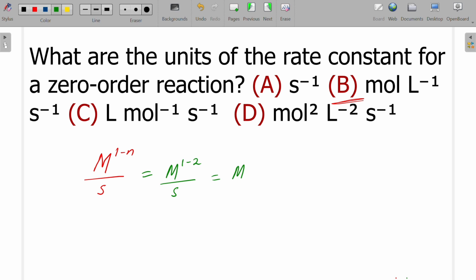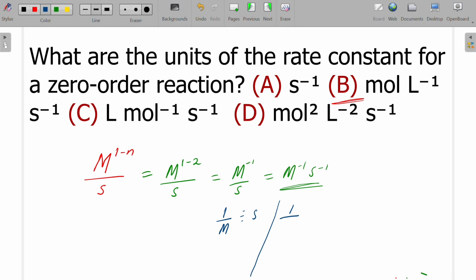This is going to give us M, then 1 minus 2 is minus 1 divided by S. And this was going to give us M to minus 1, then S to minus 1. Taking these units in the format we are given here, on top there, M minus 1 is the same as 1 over M. So we'll have 1 over M like this, and then this is divided by S.